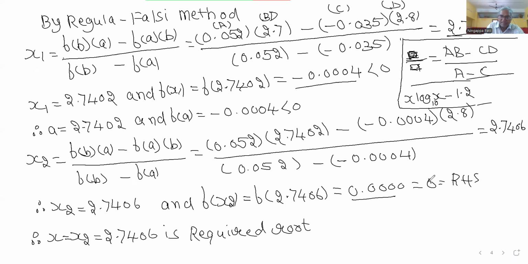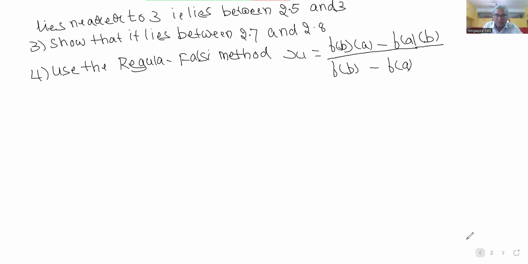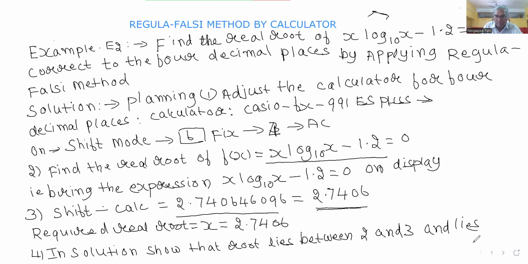Look here, this is given in the problem itself. See here. x log x to the base 10 minus 1.2 equal to 0. You got the 0 and therefore you got the final answer.